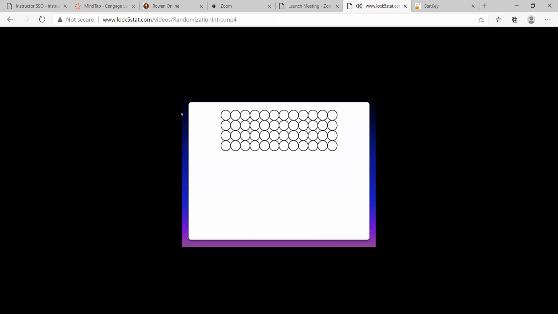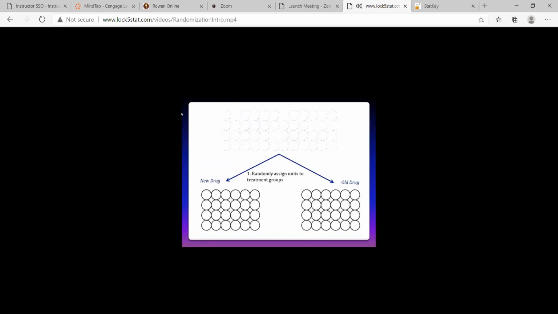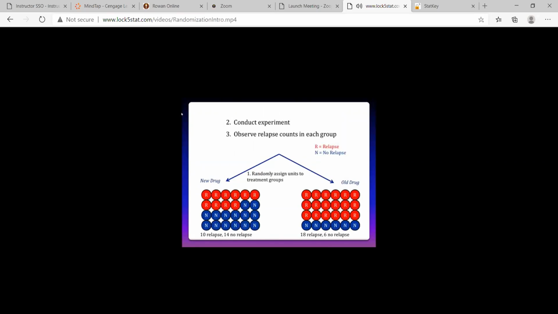This is a randomized experiment, so just to take you through this: we have our 48 people to be treated with either desipramine or lithium, and we randomly assign the units to the treatment groups. This is the random process. I won't take you through all of it, but eventually they all get assigned. We conduct the experiment or give them the drug, wait and see what happens, and then observe the relapse counts in each group. Under the new drug, desipramine, 10 relapsed while 14 didn't relapse, and under the old drug, 18 relapsed while 6 didn't relapse. So the difference in proportions is -1/3.